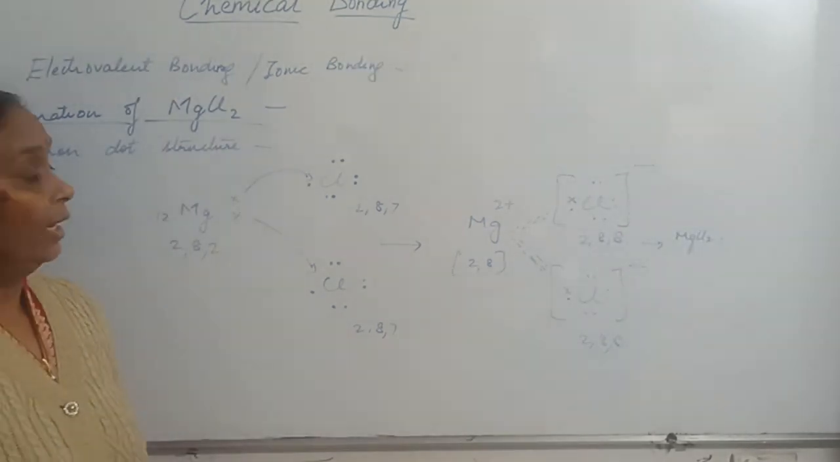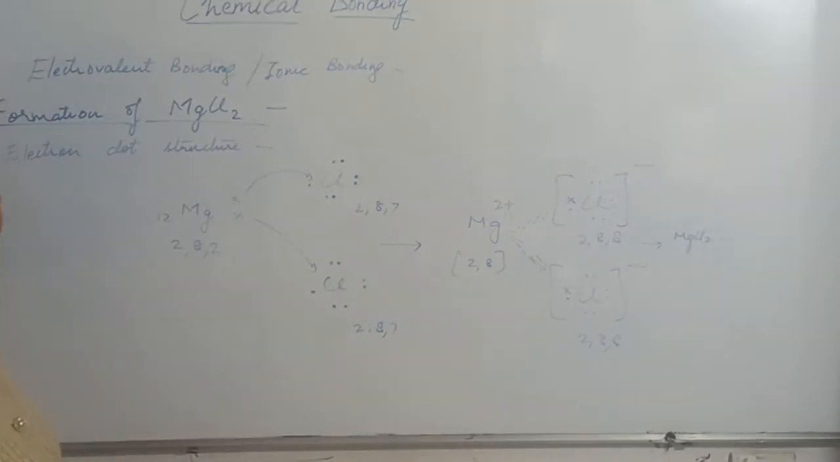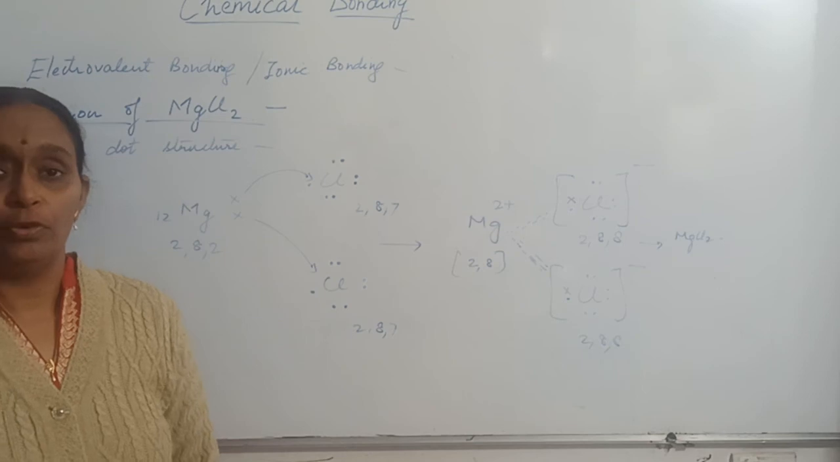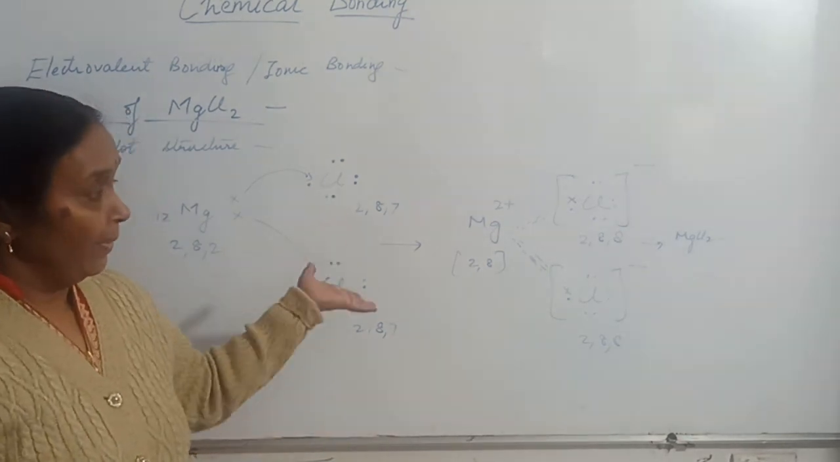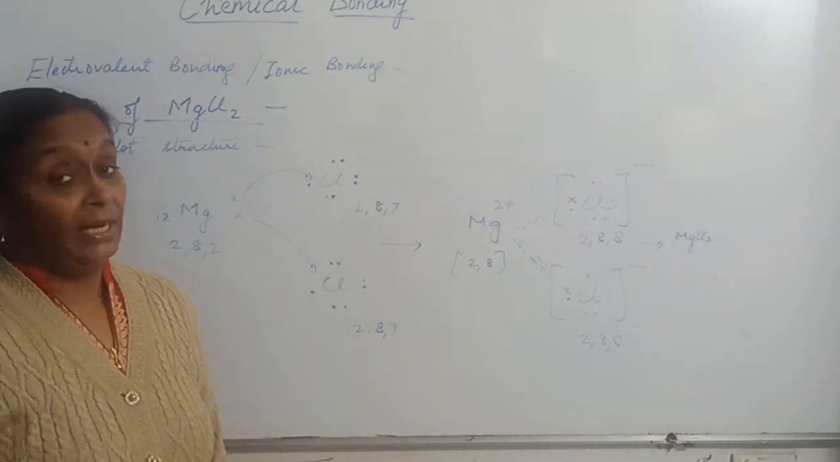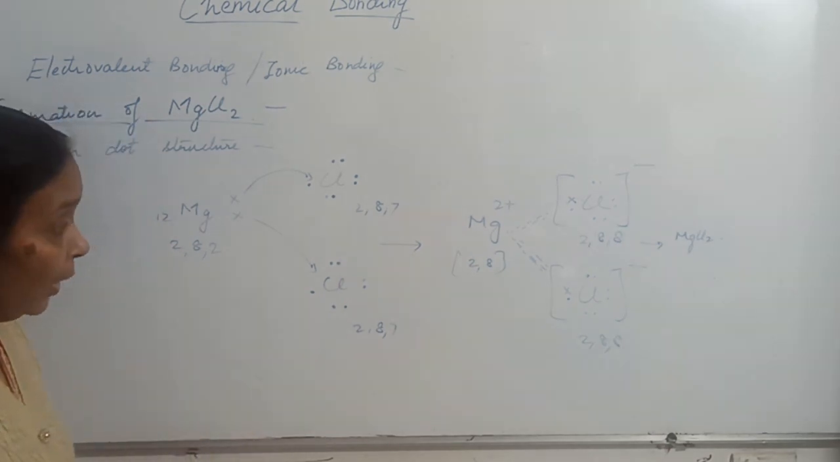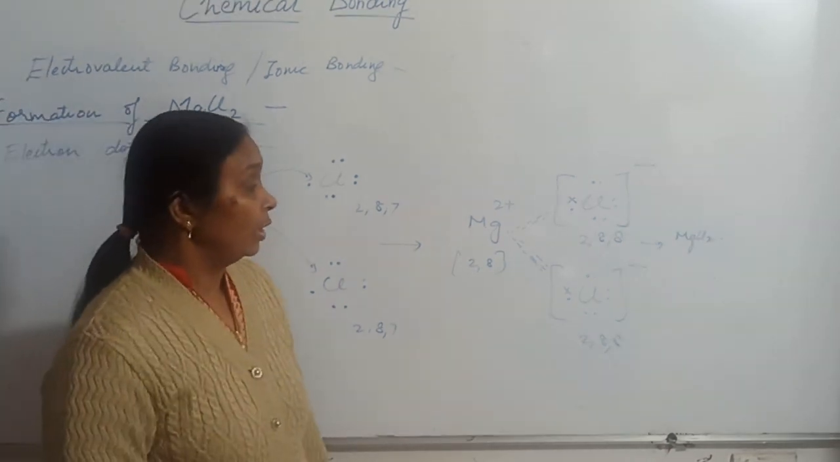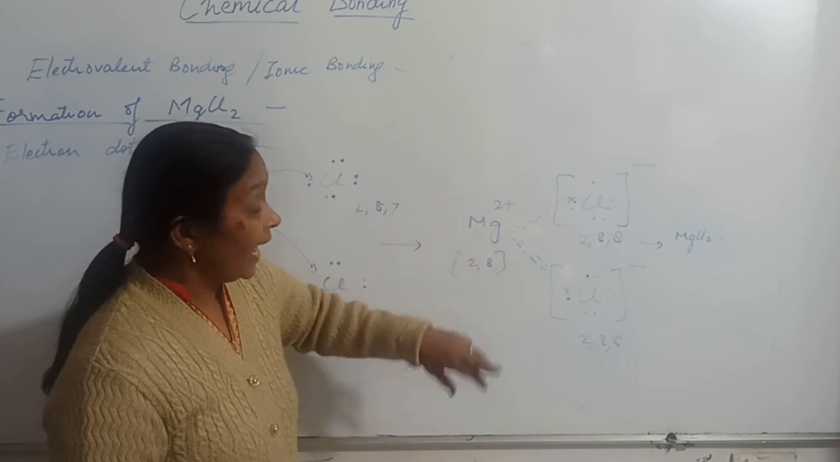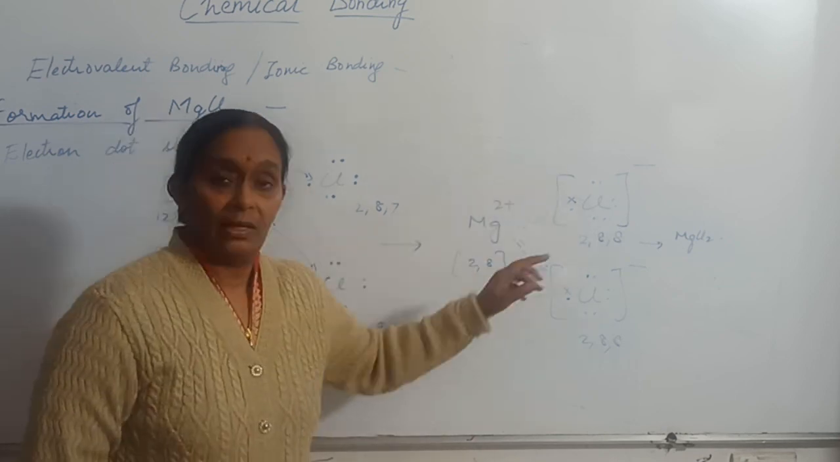I have shown you the atomic orbit structure as well as the electron dot structure for the magnesium chloride compound, which is an electrovalent, or you can say ionic compound. Again I am repeating, why do we call it an ionic compound? Because it is formed of ions, positive and negative ions.